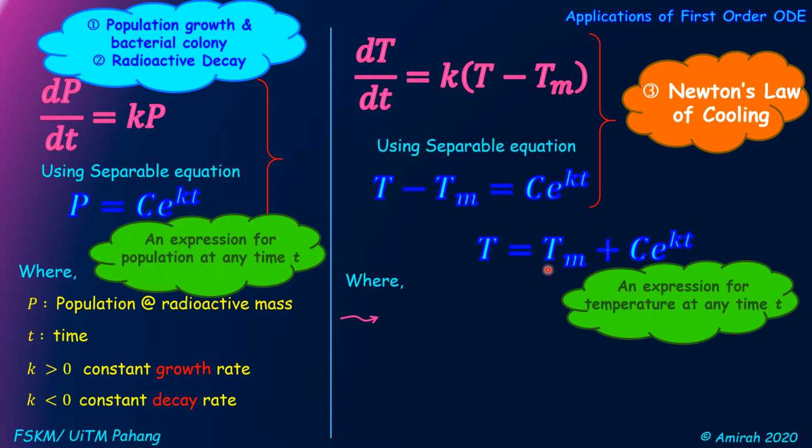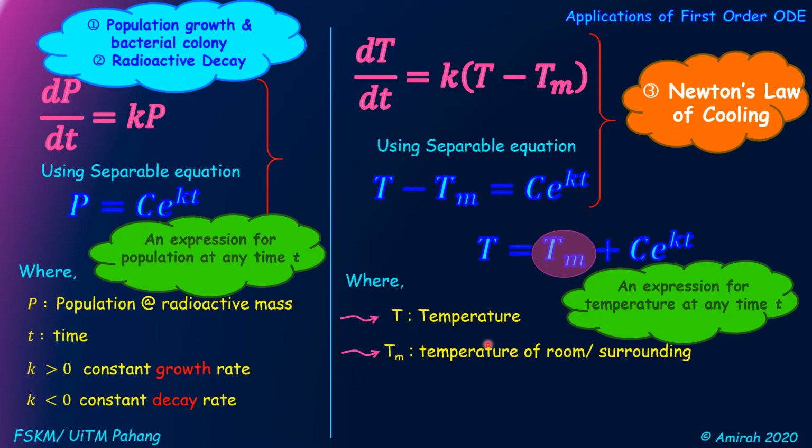From this formula, T equals to temperature, Tm equals to temperature of room or temperature of surrounding, t here means time, and K here is less than 0, and it is the constant cooling rate.